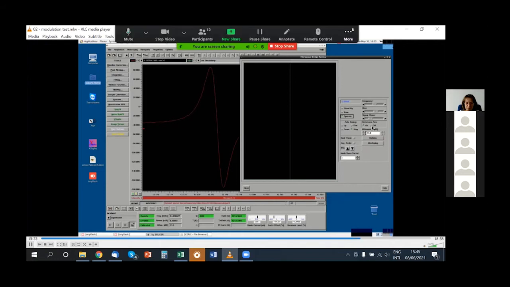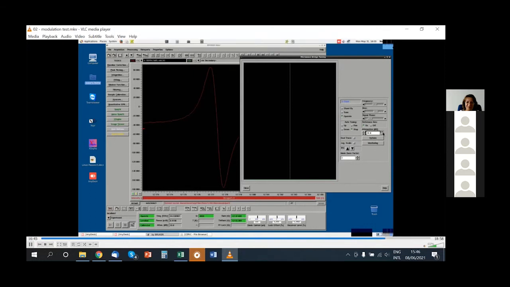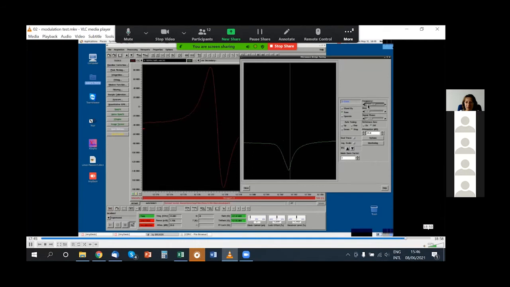You see here the new Q factor. It was 2,700 and now it's 4,000 for the empty cavity. Could go to the end, but there's not much left. And then I have another experiment to show you.